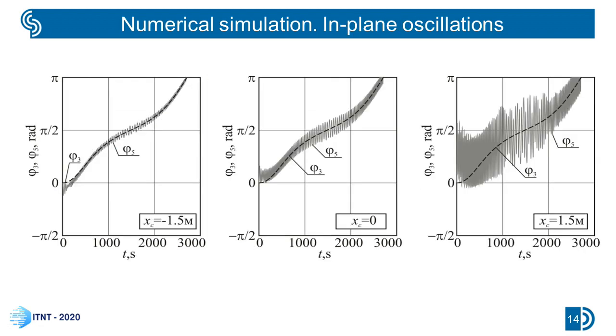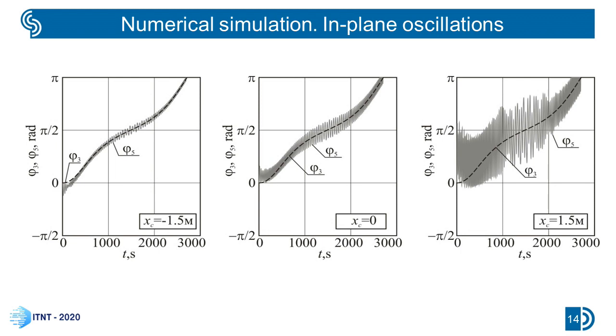The time dependencies of the tether deflection angle phi3 and the balloon axis deflection angle phi5 in the orbit plane are shown on slide. In all considered cases, the tether turns around. Oscillations of the balloon occur near the tether. It can be seen that the most favorable situation is when the balloon's center of mass is shifted below the geometrical center of the sphere.